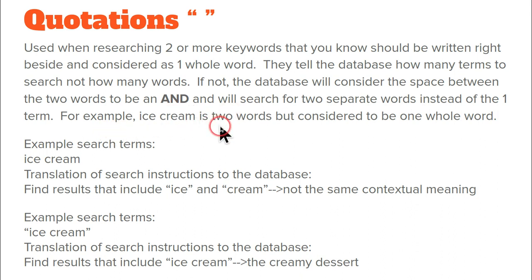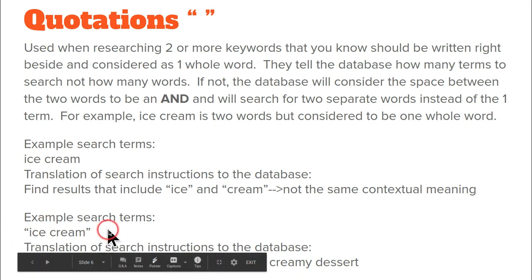For example, ice cream. Ice cream, the creamy dessert, is two words, but it's considered to be one whole term. Okay, so when we do our search, we are looking for the creamy dessert. But if you write it without the quotation marks, what you are telling the computer is to find results that include ice, like ice cubes, and cream, like the liquid, which is not what we want, because those two words by themselves do not mean the creamy dessert.